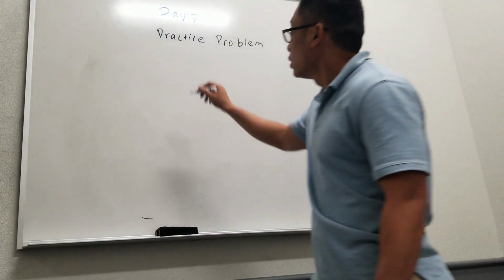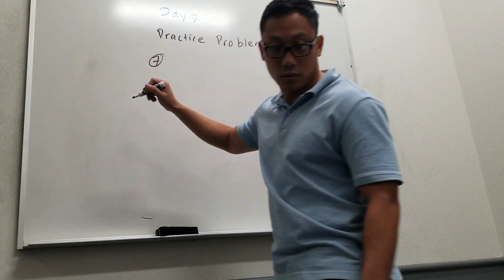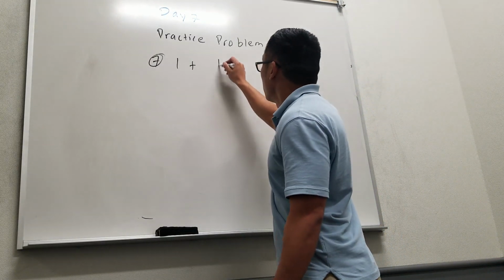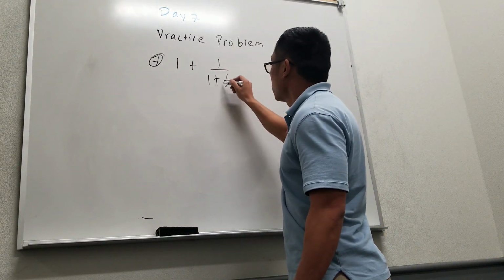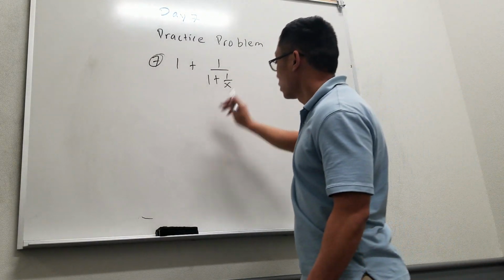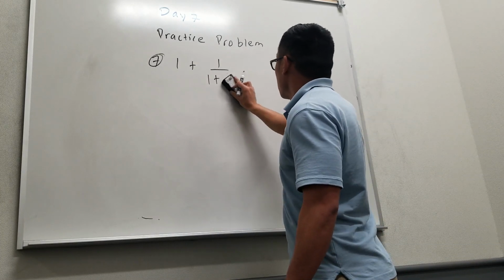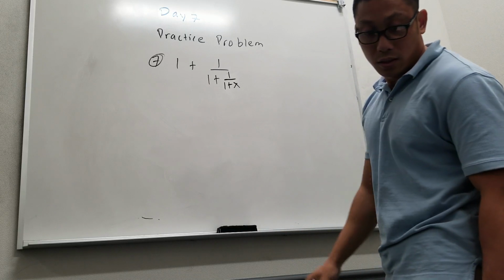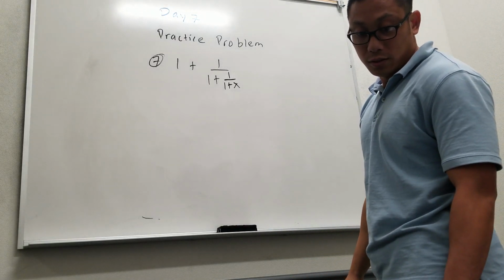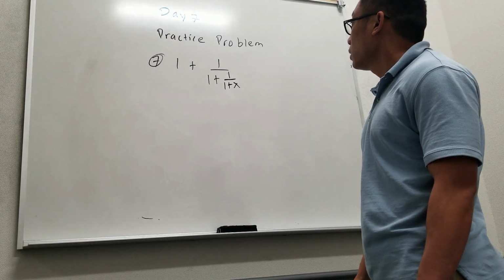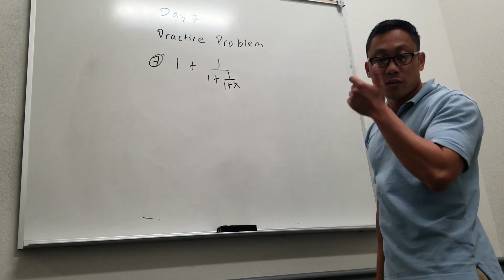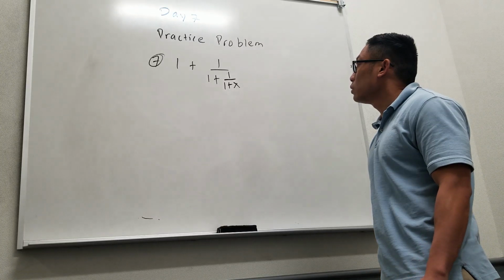Okay, now number 7. So 1 plus 1 plus 1 over x, 1 plus x. What is that? Never seen that one. Just gotta think about what to do. Learn to apply what you know. See if you can do it.